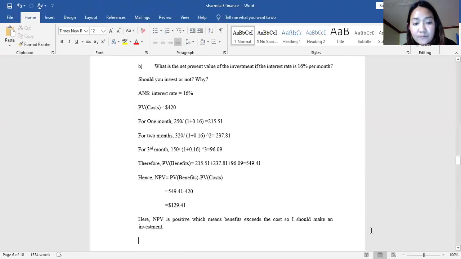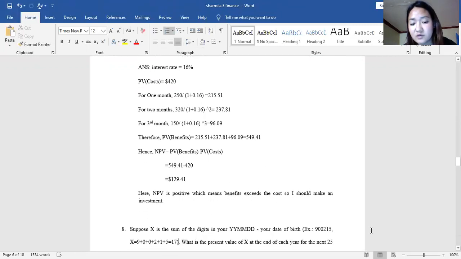And for the third month, 150 divided by 1 plus 0.16 to the compound power 3 is equal to 96.09. Therefore, present value benefits equal 215.51 plus 237.81 plus 96.01, that is equal to $549.41. Hence, net present value is equal to present value benefits minus present value cost, that is $129.41. Here also net present value is positive, which means benefit exceeds the cost, so I should make an investment.